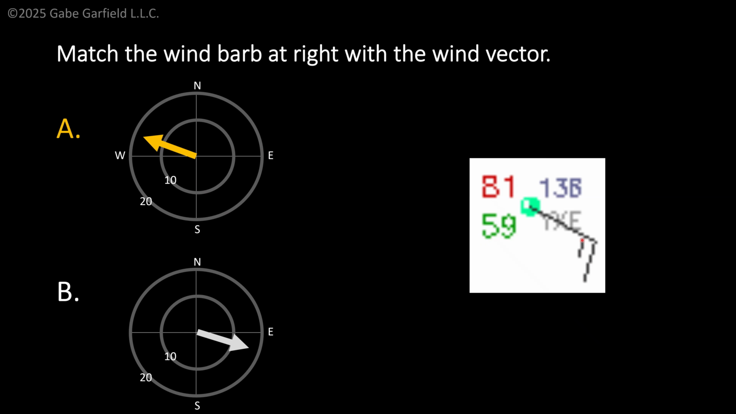which is 15 knots. So we want to take this particular wind vector out to the 15 knot ring. So we have a 10 knot ring here, and 15 knots is about halfway in between 10 and 20. So this is where it'll show up. So that is why the answer is A.